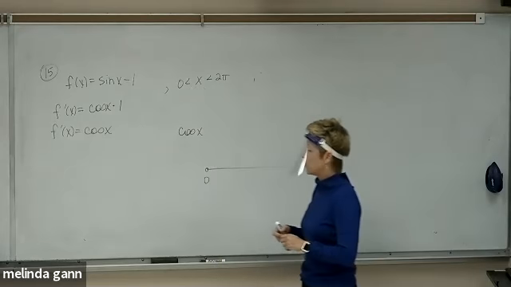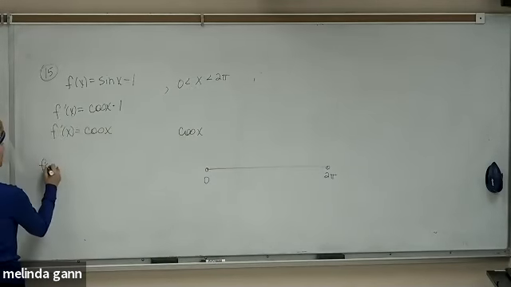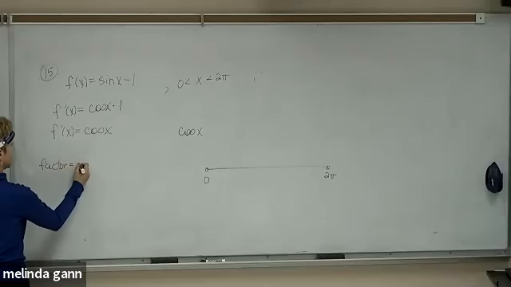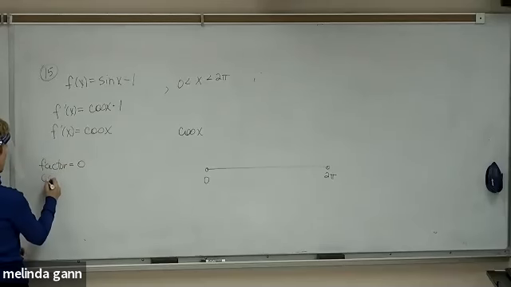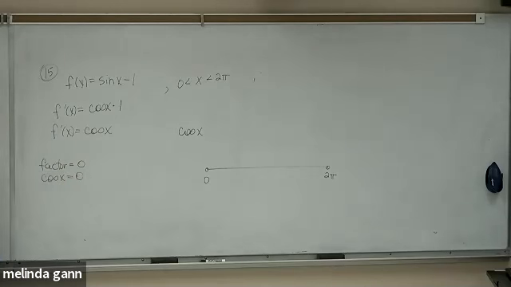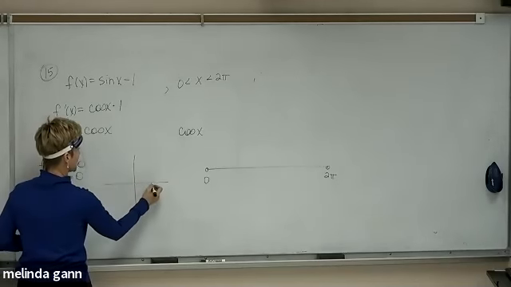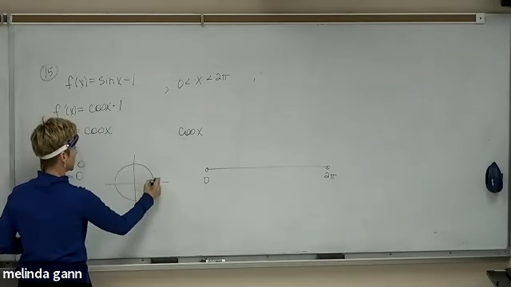Now, remember what a split point is. A split point is where that factor equals 0. So my factor is cosine x. So I need to know, when does cosine x equal 0? 90 degrees. Think about your unit circle. Remember what your unit circle is. It's a circle whose center is at the origin and the radius is 1.